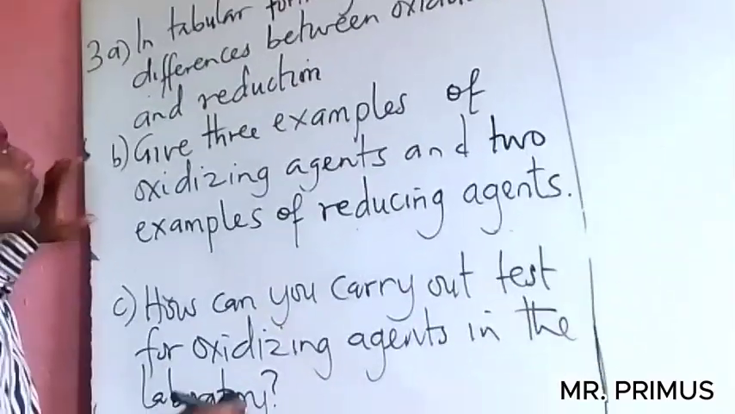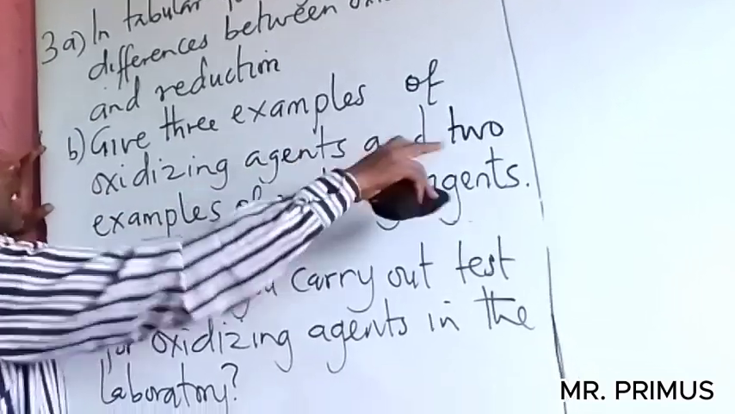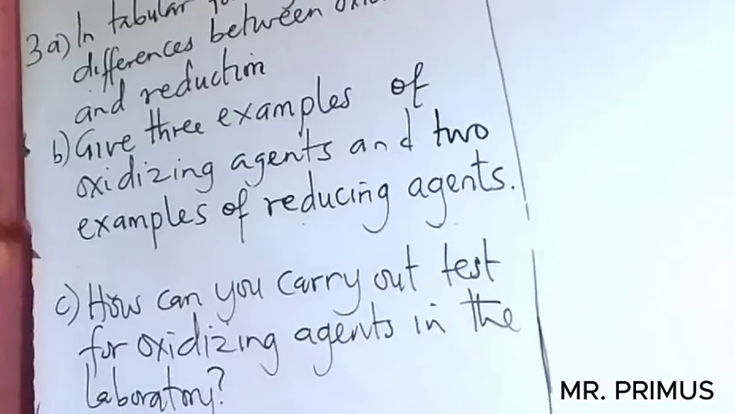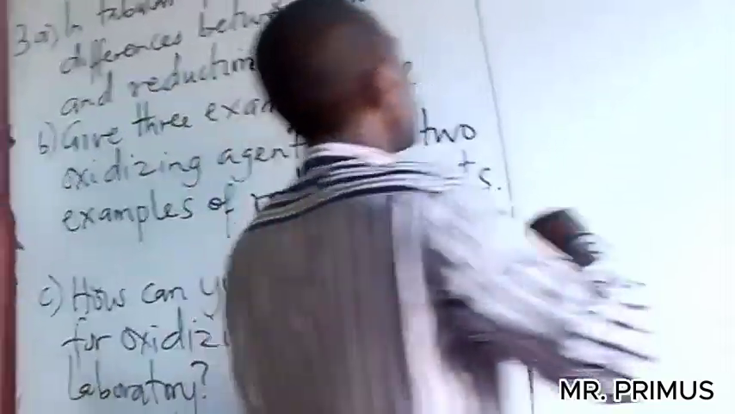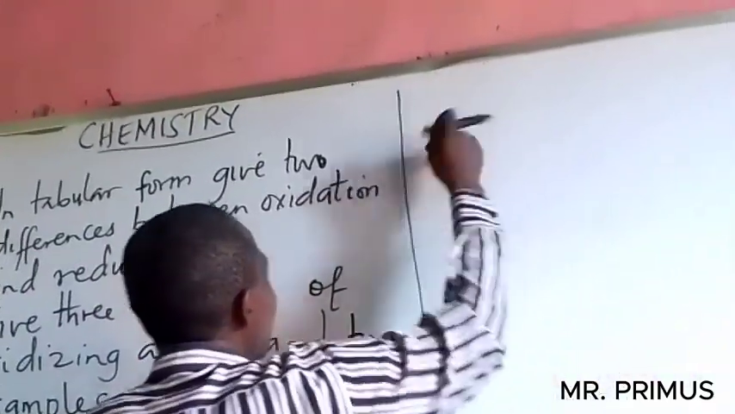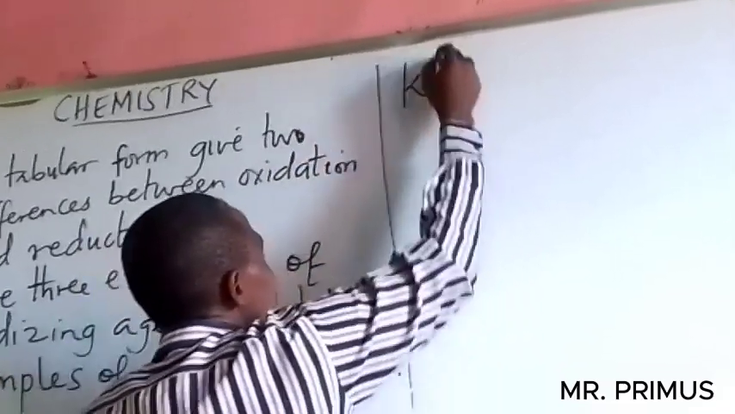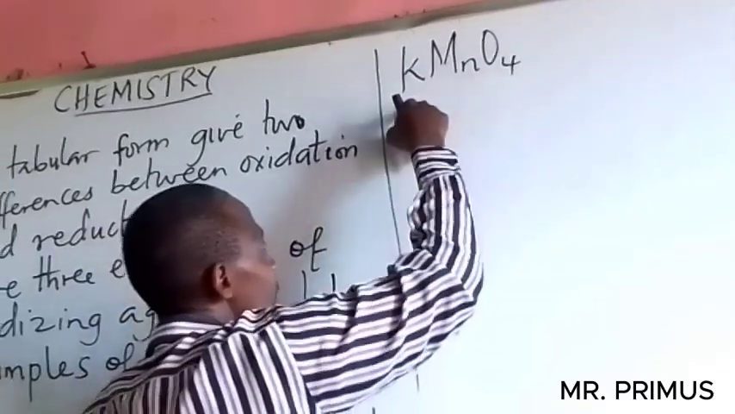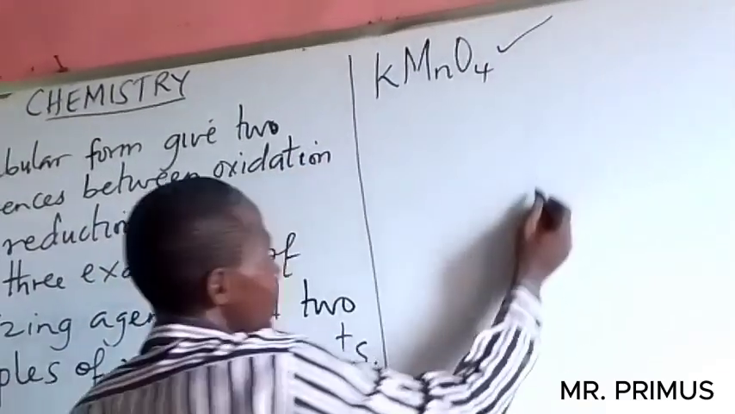All right. So give 3 examples of oxidizing agents and 2 examples of reducing agents. Now, I've given you examples of oxidizing agents. This is an oxidizing agent: potassium tetraoxomanganate(VII). Potassium tetraoxomanganate(VII) is an oxidizing agent.